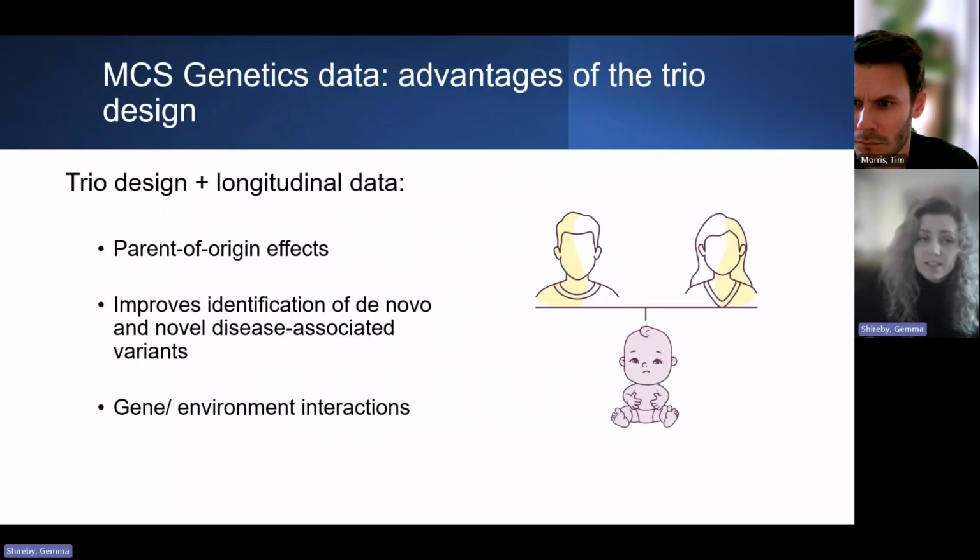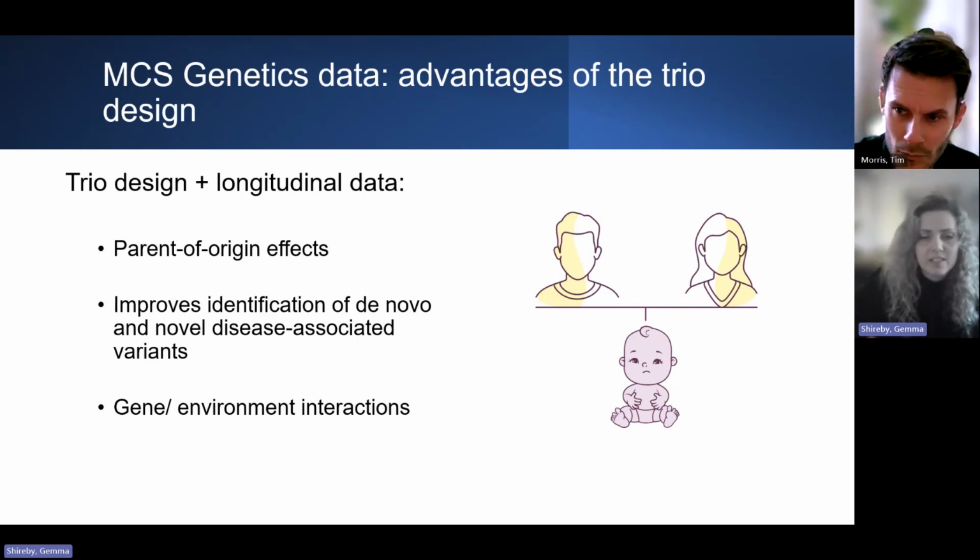So there are some great advantages of using the MCS data. Because it's a trio design, you can look for parent of origin effects. So you can see if things are coming from the mother, so maternal effects, or the father, paternal effects. You can also identify de novo mutations. This may be a mutation which arises in the child, which isn't present in either parent. And as well as that, you can look for gene-environment interactions.